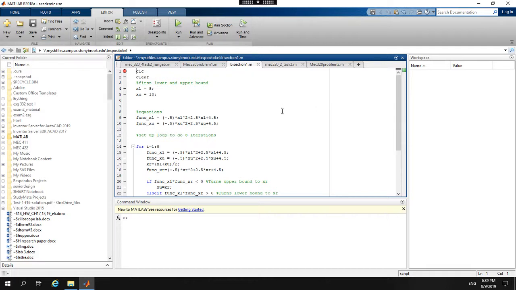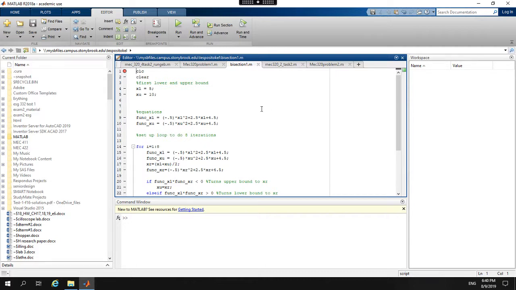I've already gone ahead and written a code for this, and I'm going to step you through how it goes. If you don't remember from the last video, or if you haven't seen it, you should definitely check it out, because that has the problem in it, and it also has our function equation. So this is just how to do it in Matlab.